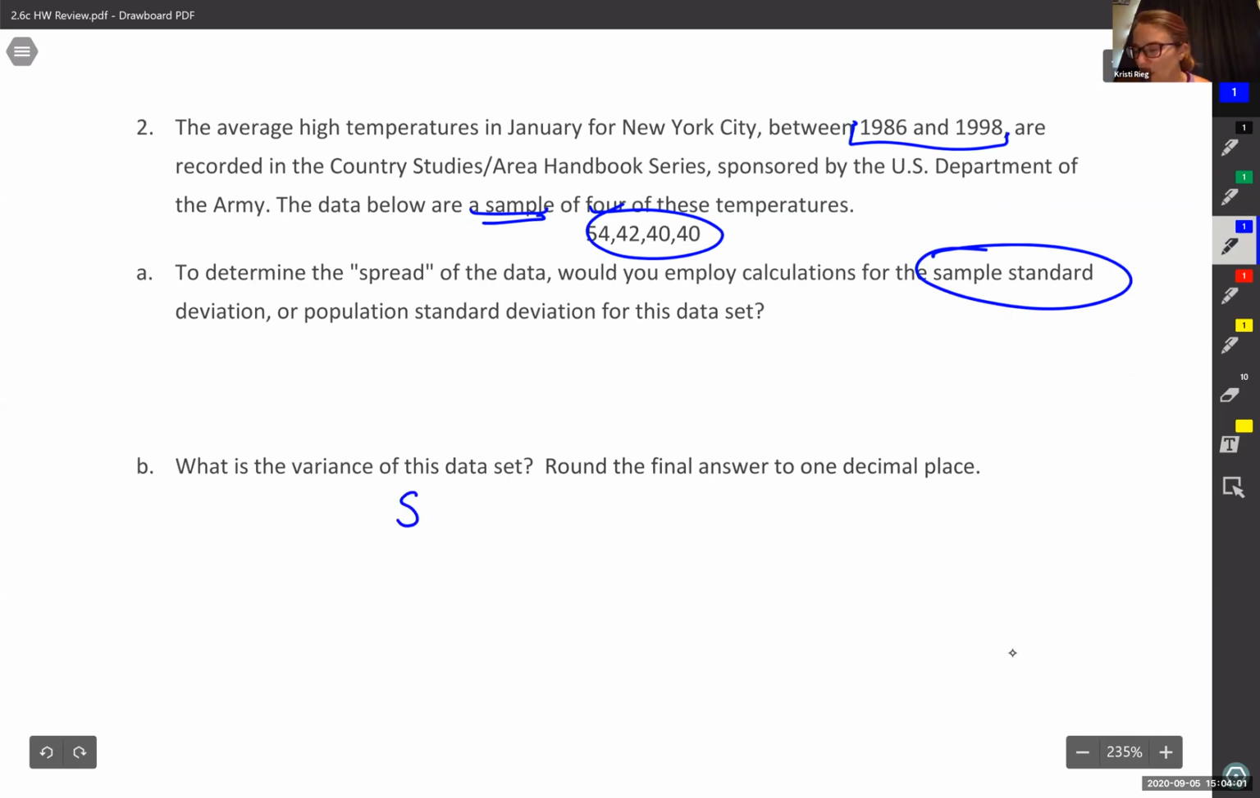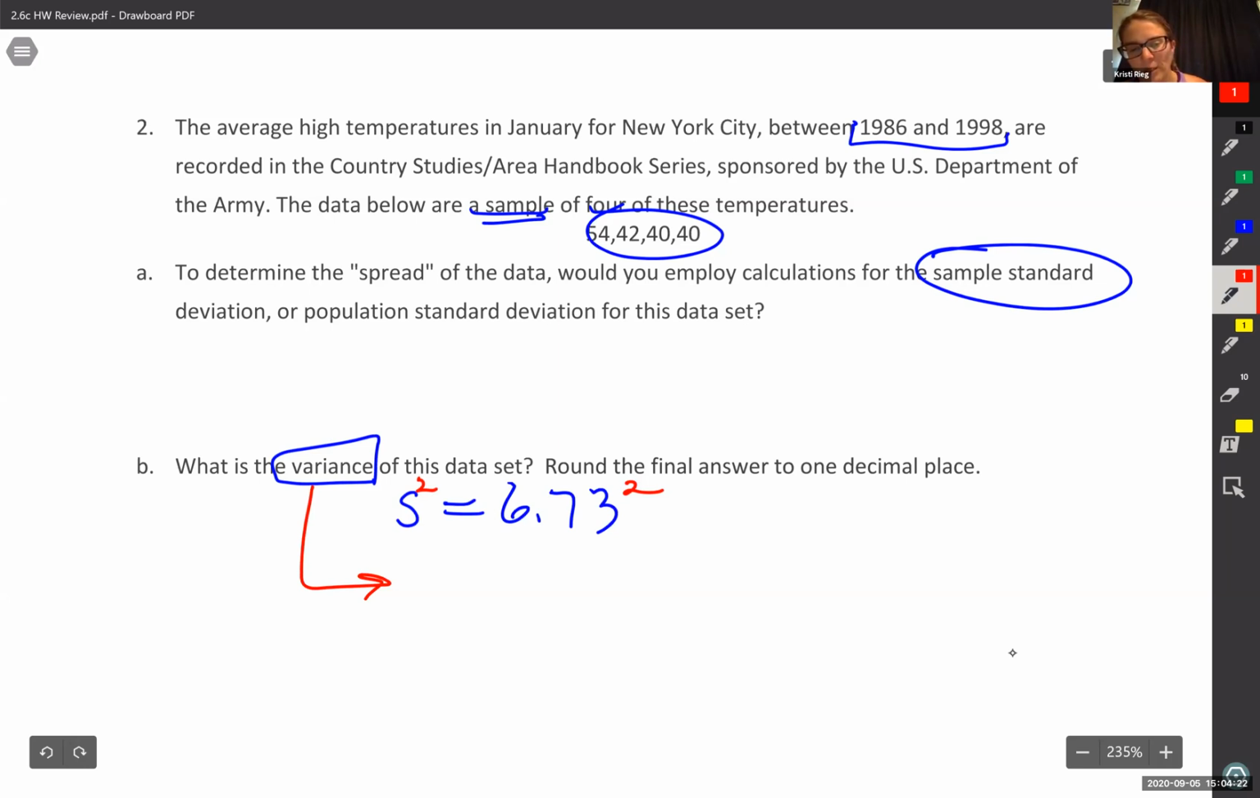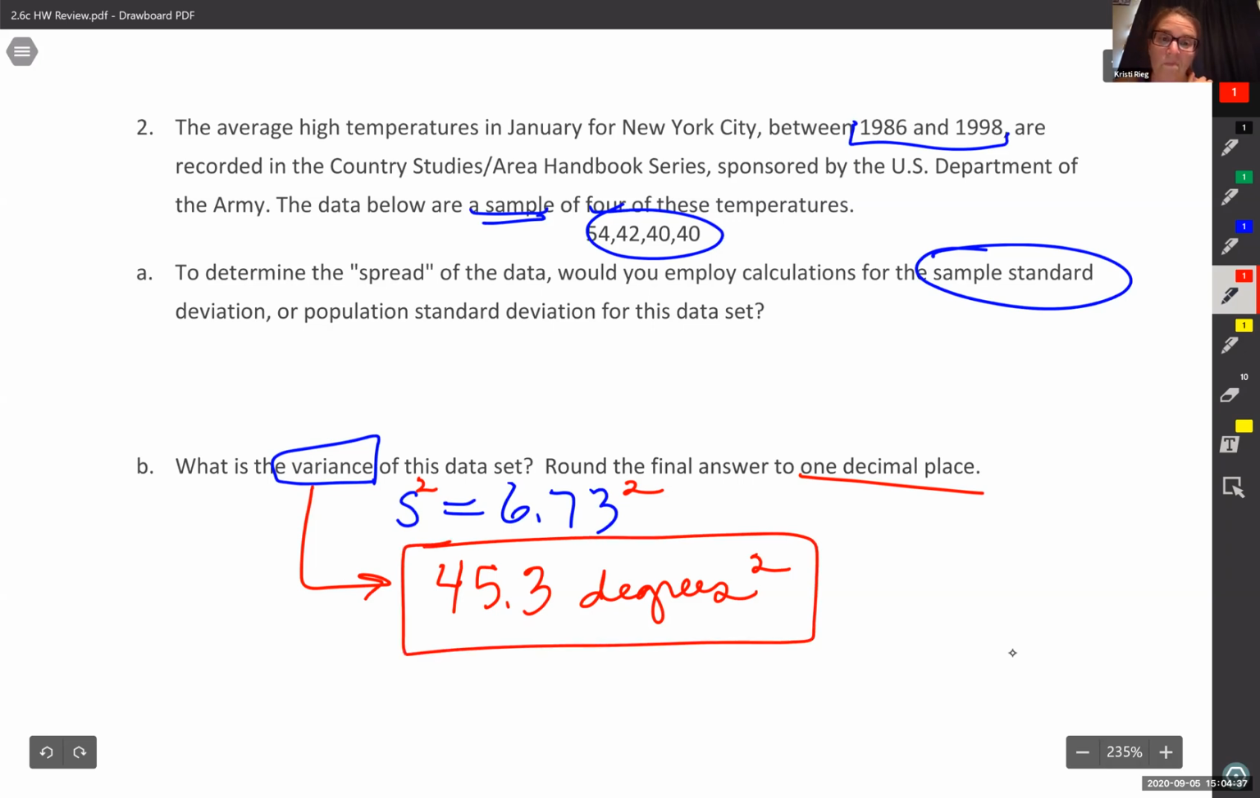Throw this into your calculator. Oh, I could read the problem. It says find the variance. Well, we still need to know what S is from our calculator. So I know S is 6.73. And then variance is going to be S squared. So variance is going to be 45.3, because it says to one decimal place. And these are degrees. And variance is always squared. So we'd say degrees squared. Yay, fun. I know I'm going fast, but remember, this is supposed to be reviewing your answers, not showing you something for the first time.